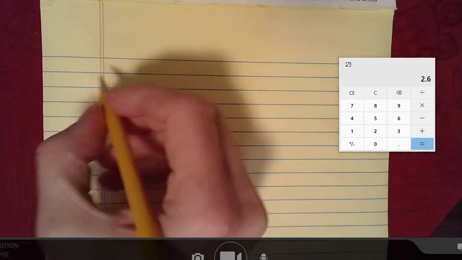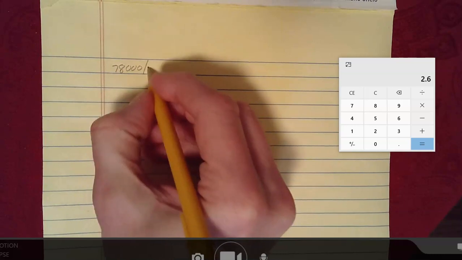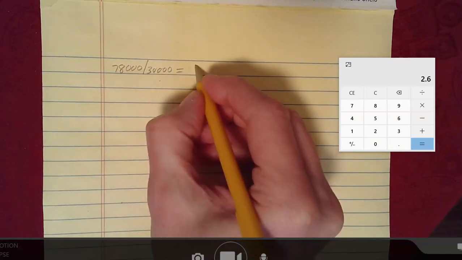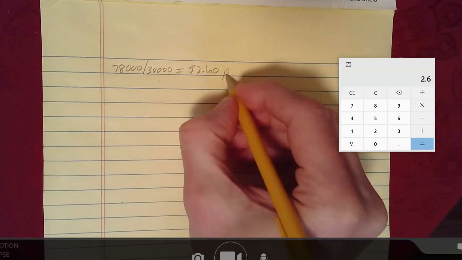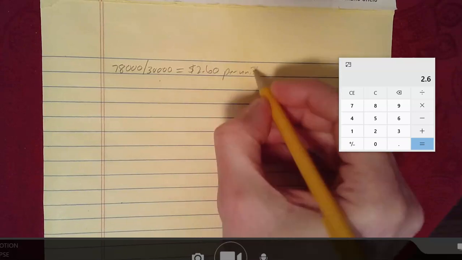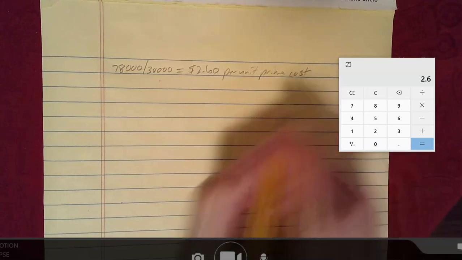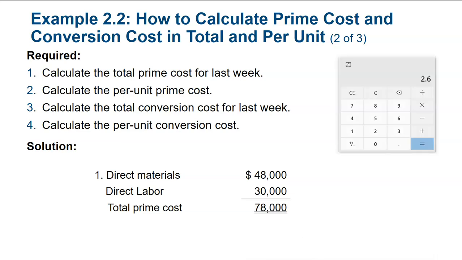Now, what I want to do real quickly is write this down. $2.60 per unit prime cost. Okay. All right, so I'm going to erase that.